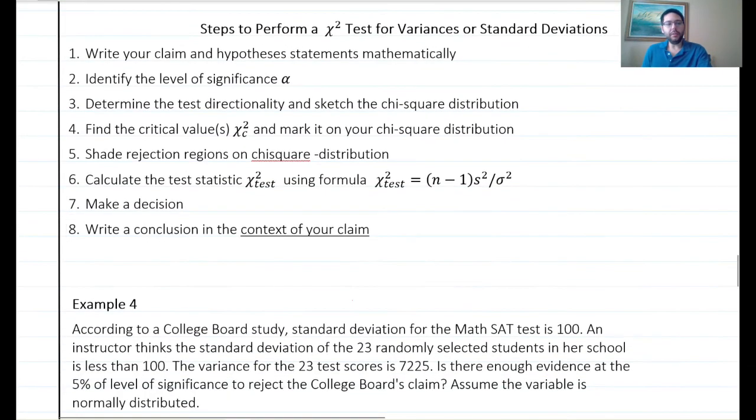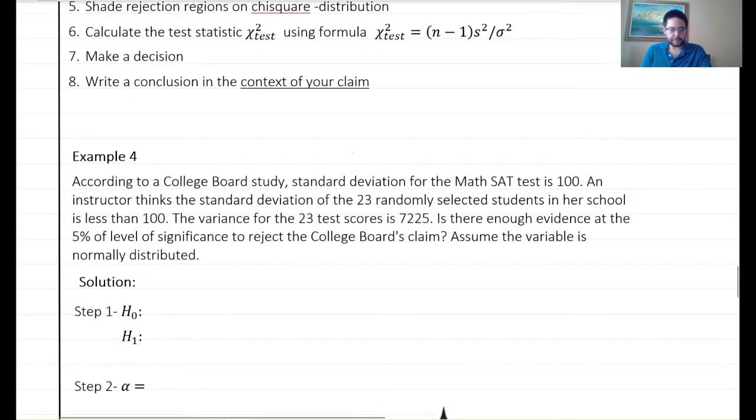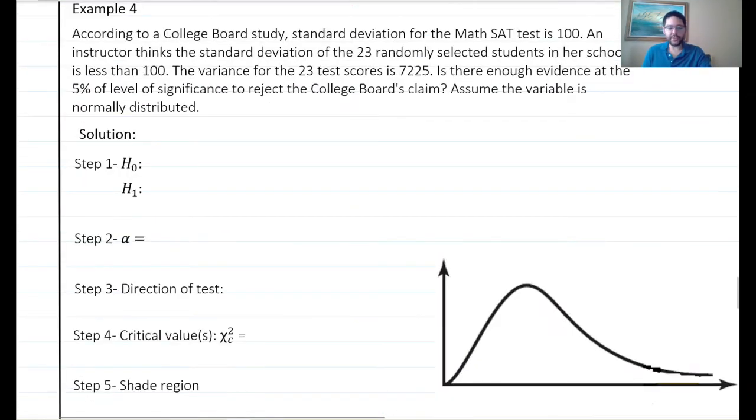Let's look at an example to see how this works. According to a College Board study, the standard deviation for the math SAT is 100.